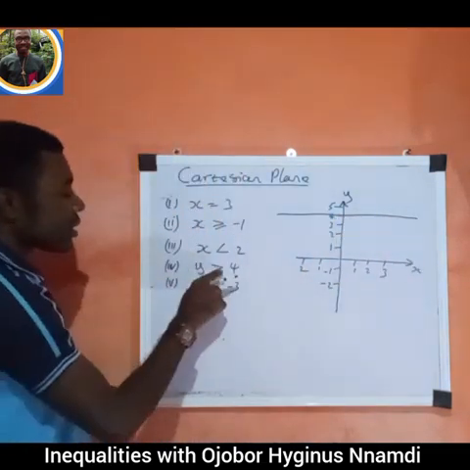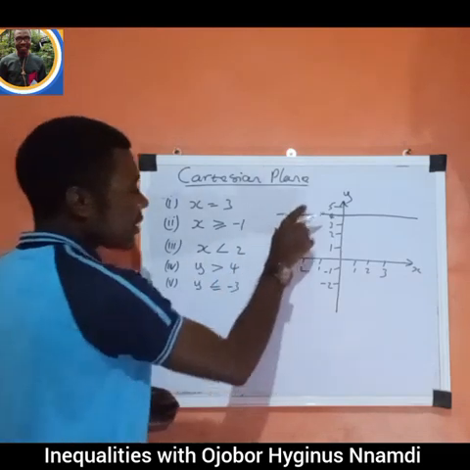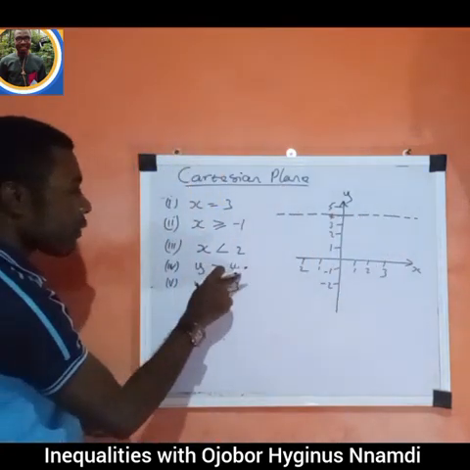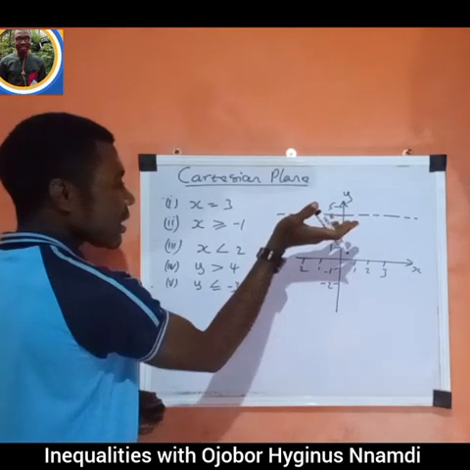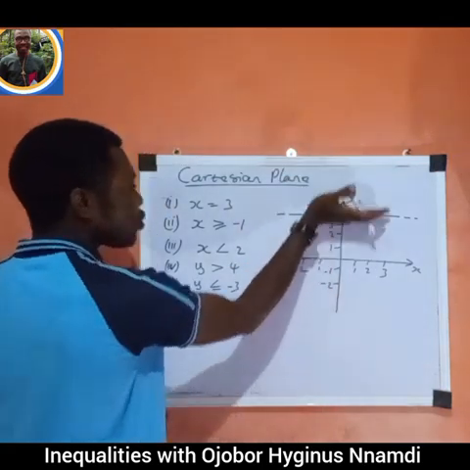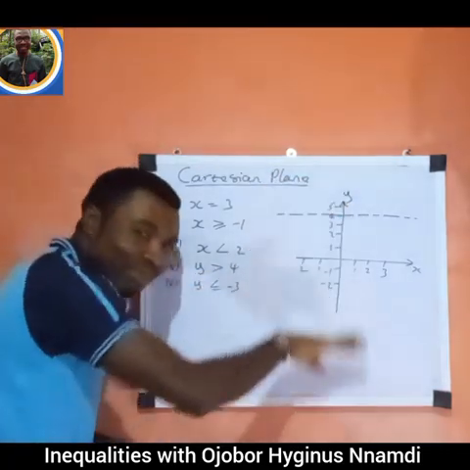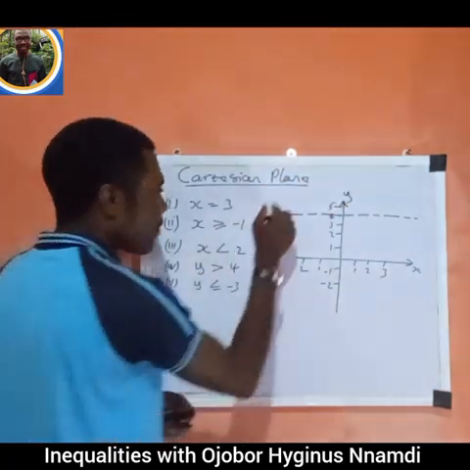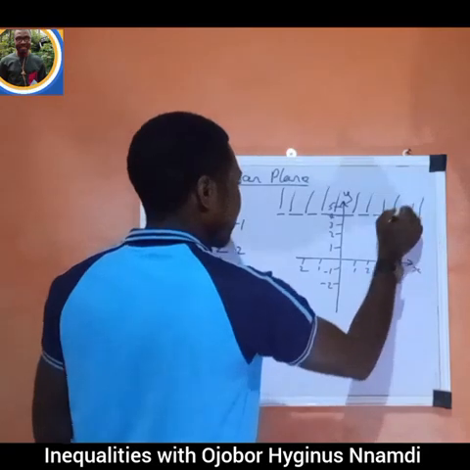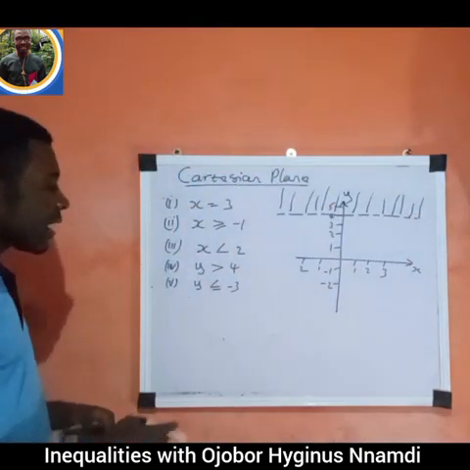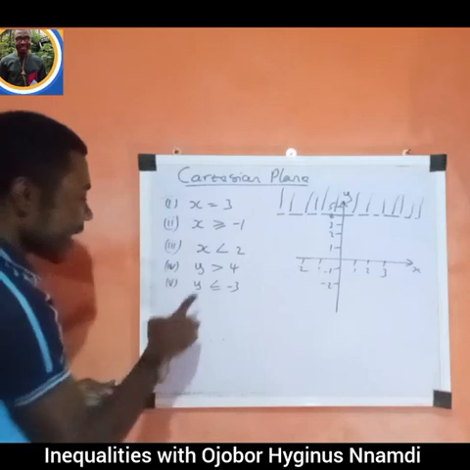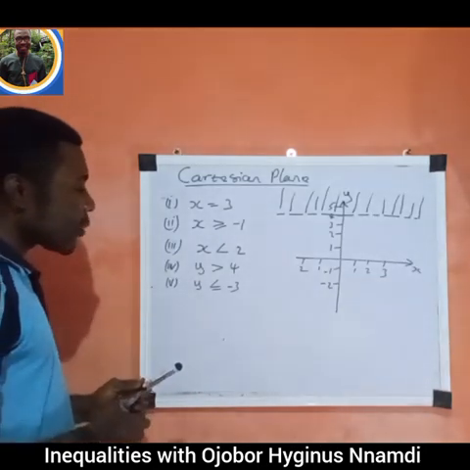And remember I said because there is no equal to, it is just greater than, this line is going to be a broken line. Then greater than 4, greater than on the vertical is above, because you can see it is increasing up and decreasing down. So greater than should be above and less than should be below. So since it is y greater than 4, we shade up. So this is the region on the Cartesian plane that satisfies this inequality. Do you see that?